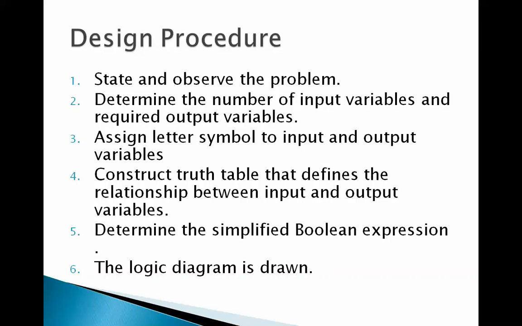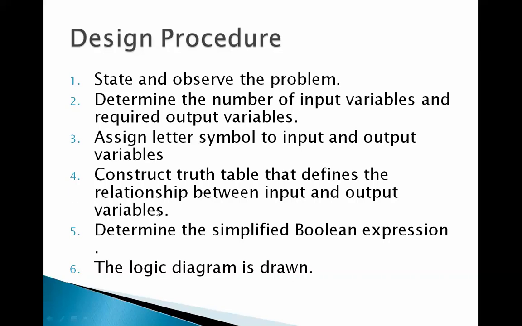Then the third step is to assign letter symbols to inputs and outputs, like A, B, X, Y, Z. So we just give names to the input variables and to the output variables in the third step. When we are done with the third step, we move towards the fourth step, that is, we construct the truth table that defines the relationship between the input and output variables.